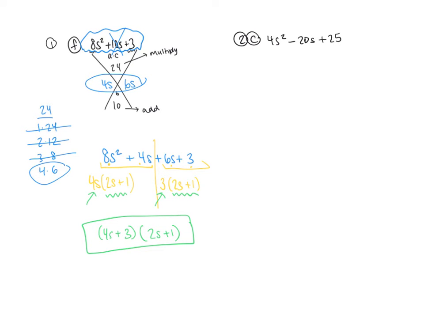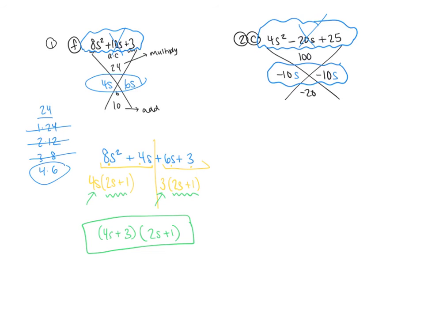All right, everyone, now we have 2c, which is 4s squared minus 20s plus 25. And I need to think what multiplies to get 100 and adds to get negative 20. I realize that will be negative 10 times negative 10. It multiplies to get 100 and adds to get negative 20. So now I'm going to rewrite my original equation, but I'm going to take out my negative 20s, and I'm going to add in negative 10s minus 10s. So I have 4s squared minus 10s minus 10s plus 25.